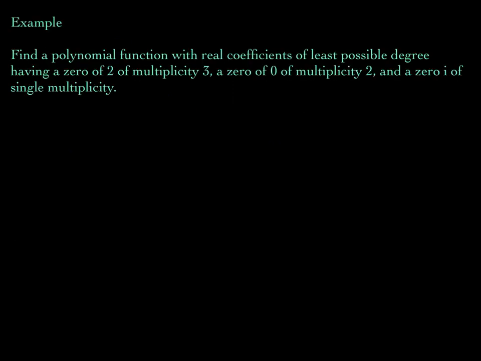So here we have an example that says find a polynomial function with real coefficients of least possible degree, that's important, having a zero of 2, so 2 is a zero, of multiplicity 3, a zero of 0 of multiplicity 2, and a zero of i of single multiplicity. The first thing I would like to say is because i is a zero, the conjugate zeros theorem says that negative i is also a zero.